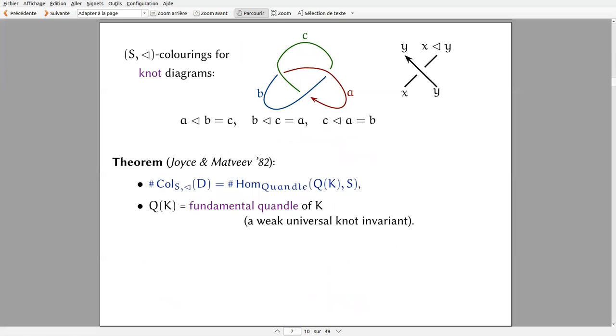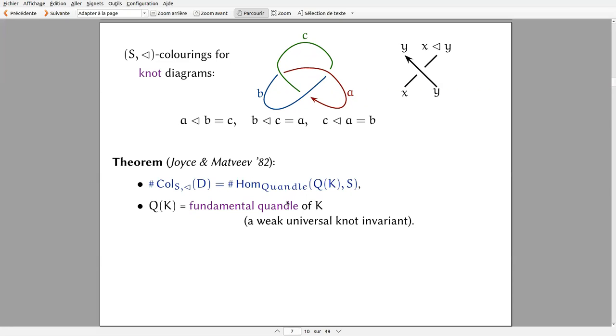Now, what is good about this invariant? First of all, there is a huge number of racks and quandles of small size in nature, and given one, it's technically quite easy to compute these colorings. So you have an easy invariant. But on the other hand, it will be very powerful because of the following thing. Counting these colorings is the same thing as counting the quandle morphisms from the fundamental quandle of your knot to the given quandle S.